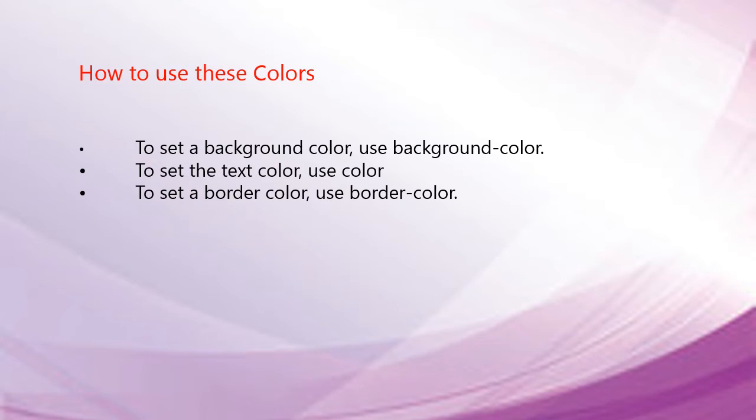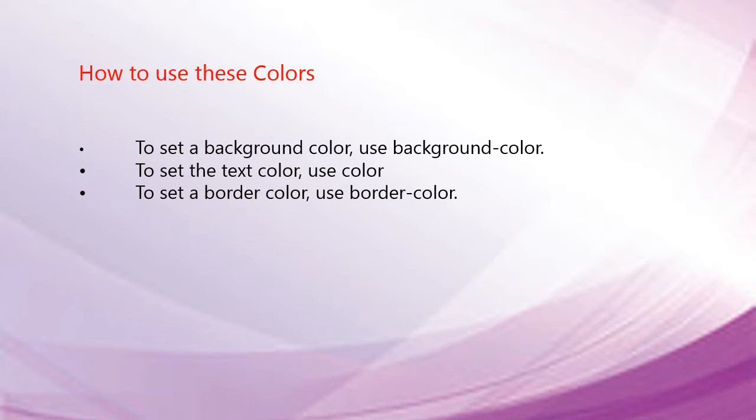So now how to use these colors? Each color can be represented in many different ways. For example, blue can also be represented as hash 0000FF or RGB in brackets 0, 0, 255 and many other ways. It doesn't matter which one you choose as long as it's a valid color. Just remember that. You can apply any of these colors to a website or a blog by using relevant CSS code.